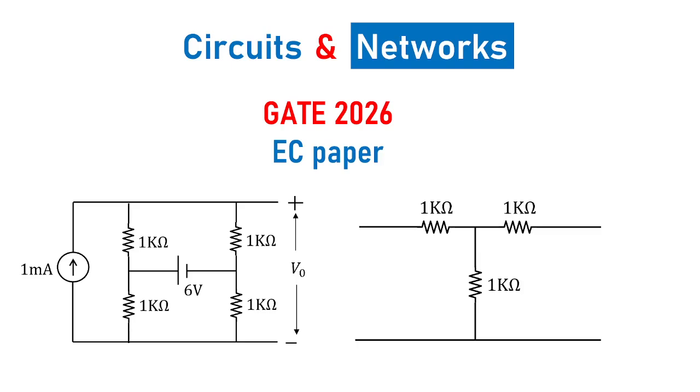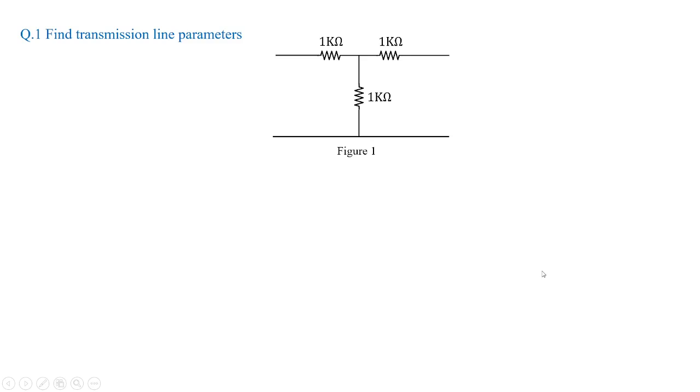In today's class, we are going to see the problems which were asked in GATE 2026 under electronics paper. So here we are going to discuss only two problems. One problem is based upon the network theorem concept and another problem is based on the two-port network concept. We'll start with the first problem where we need to find out the transmission line parameters.